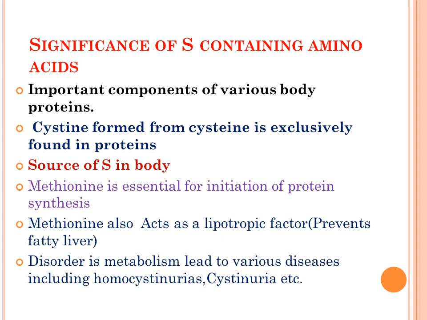And the most important reason why we are discussing them is because disorders in their metabolism can lead to various disorders, which include homocystinurias as well as cystinurias. So that is the important thing you have to remember, the disorders which will be related to the sulfur containing amino acids.